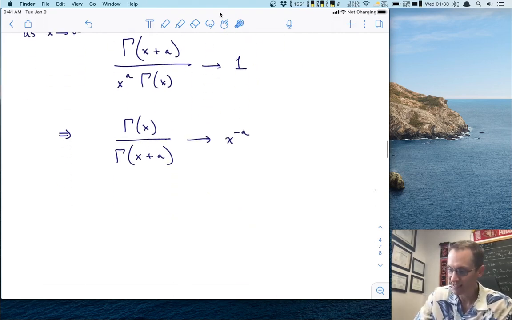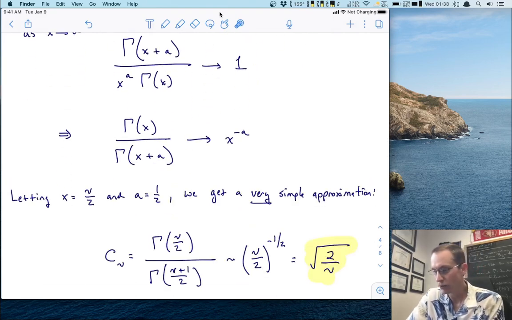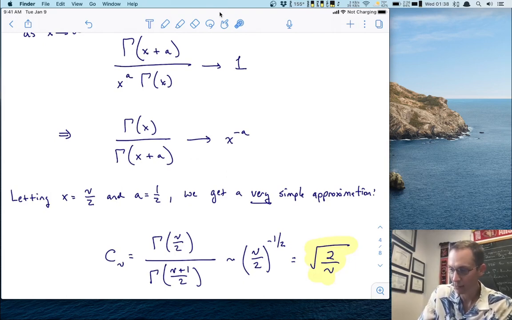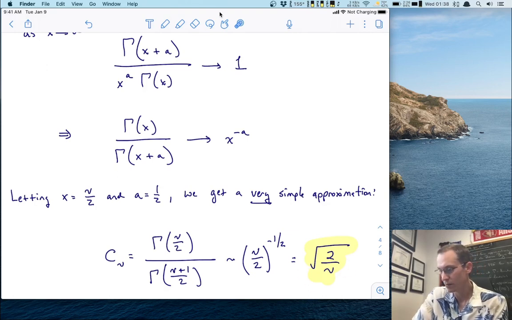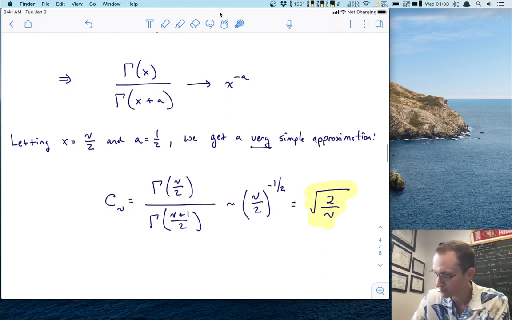And in fact, if we specifically let a equal 1/2 and we let x equal nu over 2, we get, turns out, a very simple approximation where C nu is nothing more than the square root of 2 over nu. That's really nice. I like this one. So that's what I'm going to call the Wendell 1948 approximation. We'll come back to it in just a second.